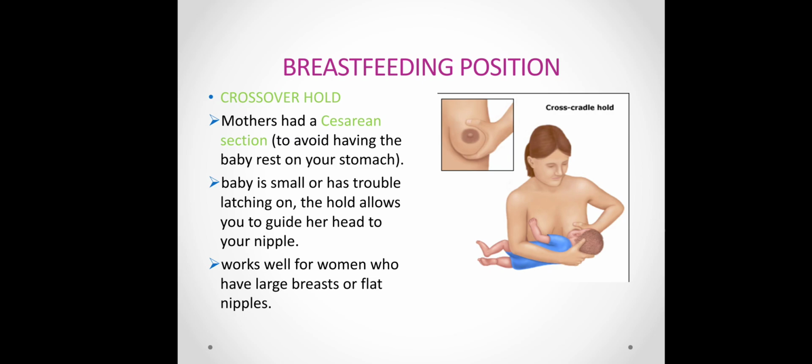Then we have the crossover hold. For the mother who had a cesarean, to avoid contact, the baby rests on your shoulder. And then you stimulate your breast, holding it. If the baby is small and has trouble latching on, the hold allows you to guide the baby's head to your nipple. As you can see here, you hold the baby's head and then hold the breast, and guide your nipple so the baby can find it. It works well for women who have large breasts or flat nipples. Again, it works well for women with large breasts or flat nipples. It's not the breast that's flat, it's the nipples.